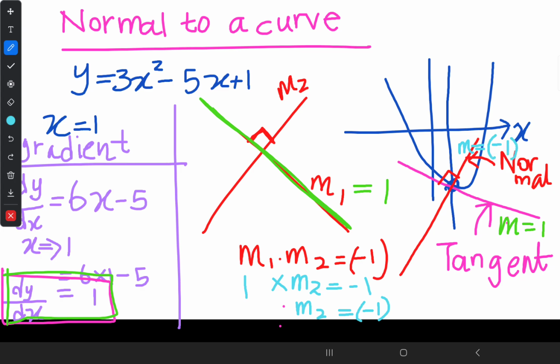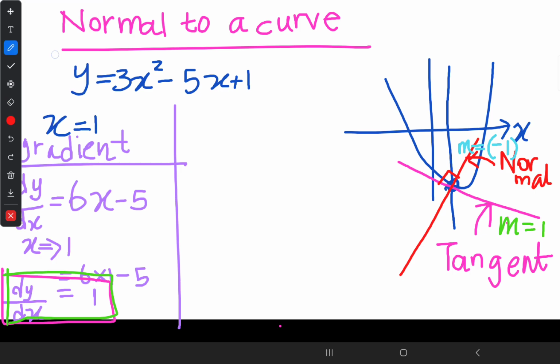Now we found the gradient for our normal. The relationship says that for two perpendicular lines, the product, the multiplication of the gradients, will give you -1. Likewise, we found the gradient for our normal as -1 here.